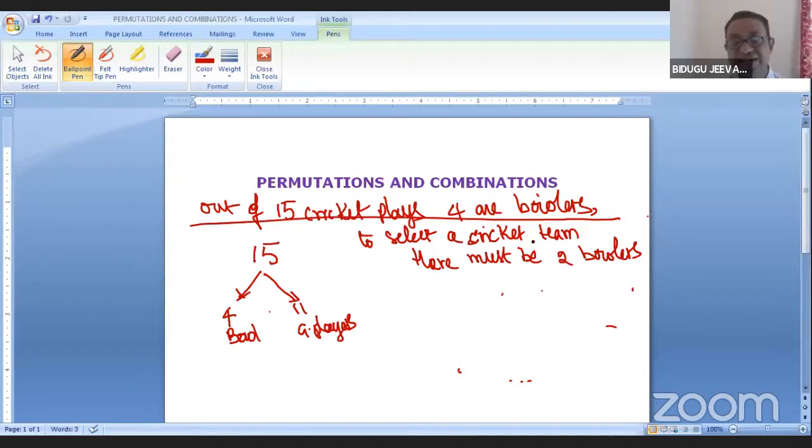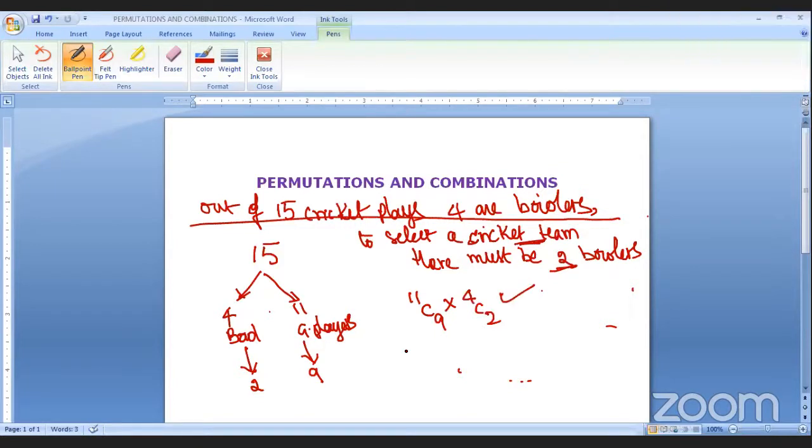To select a cricket team, that means I want to select 11 people, right? How to select 11 people? 11 members I need to take. There must be 2 bowlers. So bowlers must be 2. Remaining 9 people from these general players. I will write 11C9 into 4C2. Is it clear, all of you?